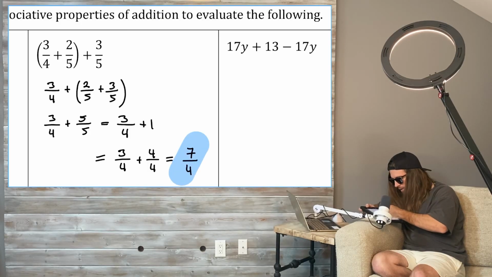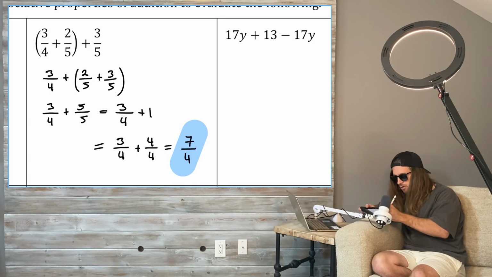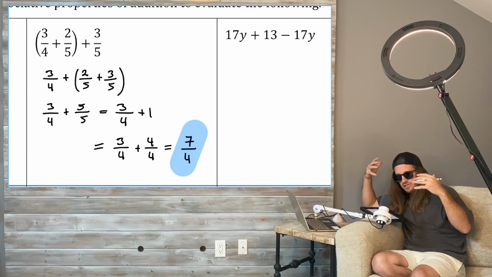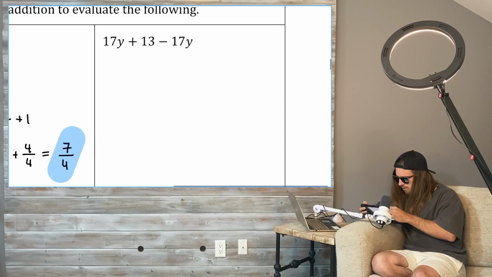If I lost you there, I apologize. You may need to remind yourself how to add fractions, but the point of this example is that if you don't want to add these two fractions first because they have different denominators, you can actually add these two fractions first because they do have the same denominators, and that is putting to use the associative property. Good. All right, here we go.